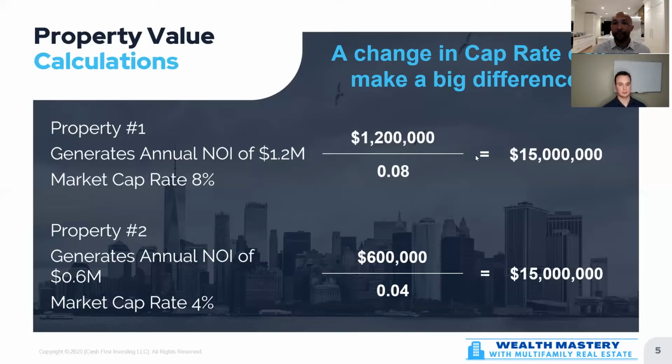So a change in the cap rate can make a big difference. You see that, right? Half of the cap rate, half of the income generates $15 million. Where this one, it had to generate $1.2 million in income, an 8% cap rate, $15 million. So the cap rate is a big factor in creating value.